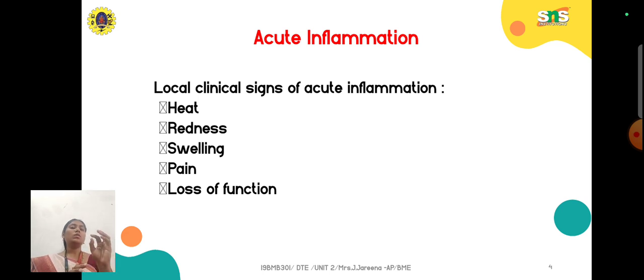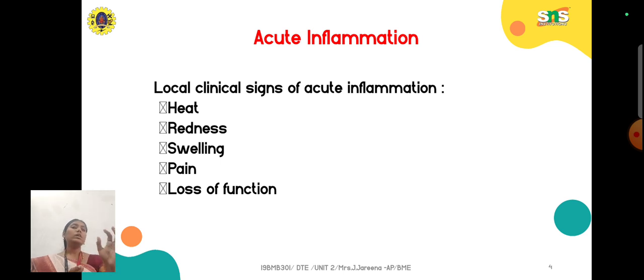Inflammation happens in two ways. One is acute inflammation, another is chronic inflammation. Acute inflammation happens when you have an immediate injury or an immediate burn. It will not persist for a long time; it will get rid of it within a few minutes or seconds.